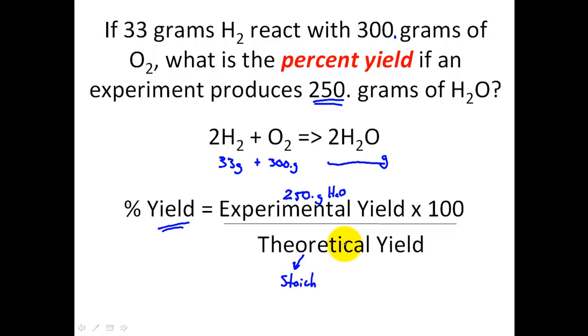So we're going to have a stoichiometry problem just like a limiting reactant problem, where my given is 300 grams of oxygen and my given is also 33 grams of hydrogen. Both problems are going to have an ending, and that ending is going to be over here at H2O. I want to find out using stoichiometry how many grams of water I theoretically should have made. The experiment only made 250 grams. So in the next slide, we're going to set this problem up.